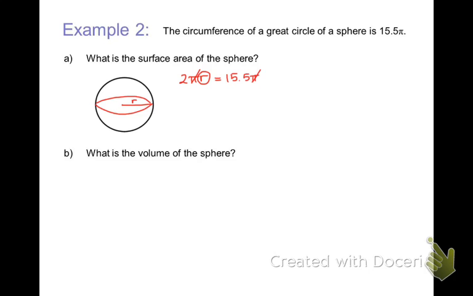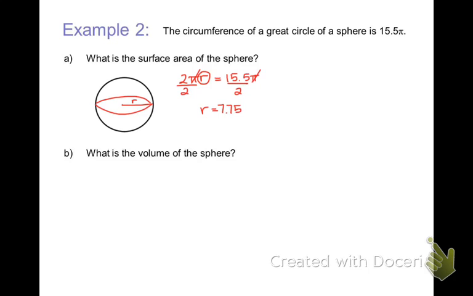Yeah, here's r. So what do I still need to get rid of? The 2. So divide by 2. That's going to leave you with the radius being 7.75. Okay? Now that radius is the radius of the sphere. So now do you have enough information to find the surface area?